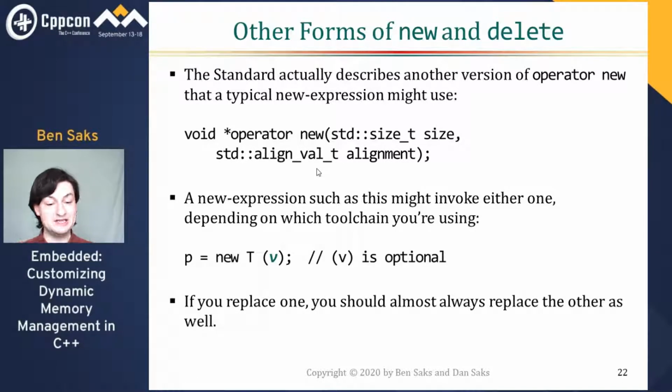And so behind the scenes, the compiler might translate this into a call to either the 1 argument operator new or the 2 argument operator new. What that means is if you replace one, you almost certainly want to replace the other one as well. And in many cases, you'll replace them by both having them call the same implementation function. There's not much work involved. It's just something you have to remember to do.